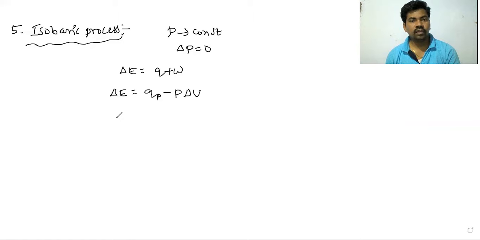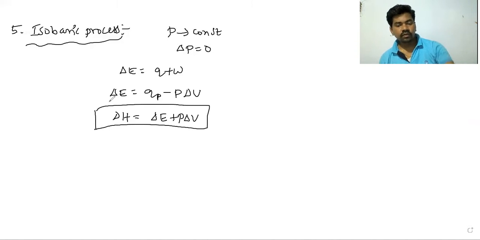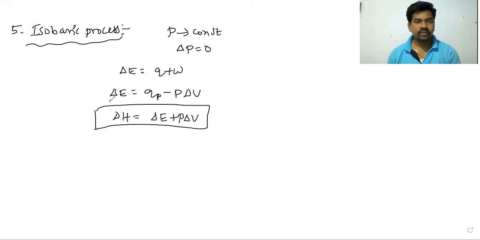So according to the enthalpy equation, how can we write delta H? Delta H is equal to delta E plus P into delta V. Okay.